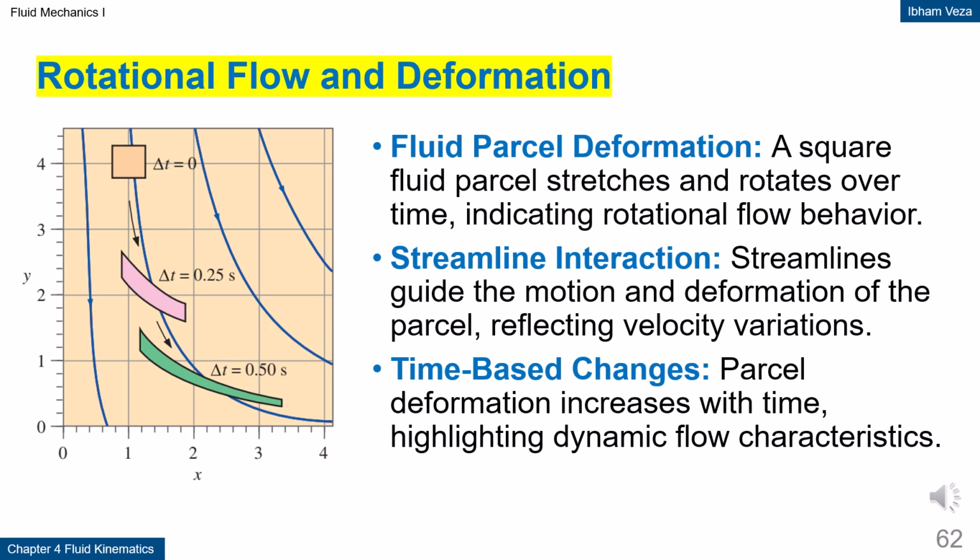Rotational flow and deformation. A fluid element can undergo rotation and deformation at the same time. An initially square shape will change its shape and orientation over time. Streamlines show how the element is carried by the flow. The longer the time, the greater the shape change becomes. This example shows that rotation does not mean the fluid element remains undeformed.